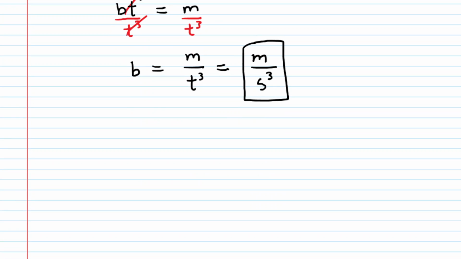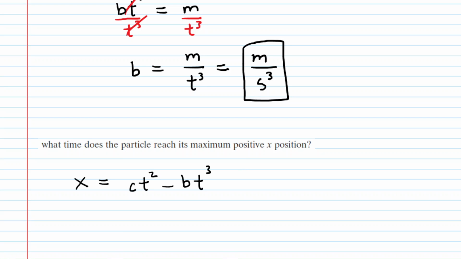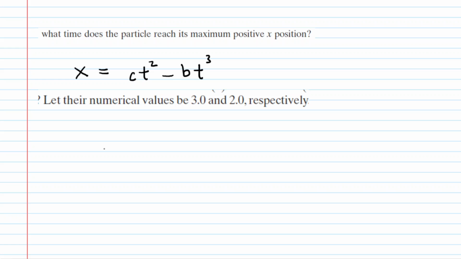Now in part C, we are asked the following question. It says, what time does the particle reach its maximum positive x position? So let's take another look at the position equation. Here's our position equation, and the question also noted that the numerical values of c and b respectively will be 3 and 2, so let's plug those in.